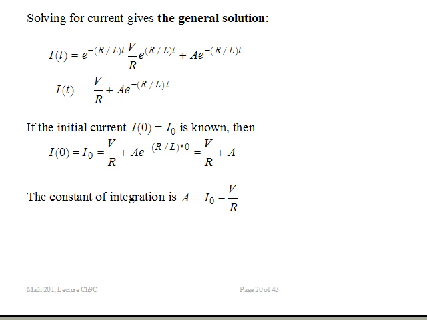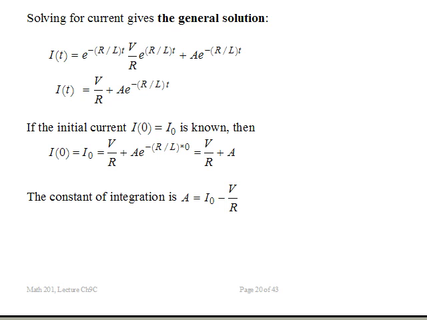Now we're going to solve for the current, and this gives us a general equation. So the current as a function of time is e to the minus R over L t times V over R e to the R over L t plus some constant A times e to the minus R over L t. So I just multiply both sides by e to the minus R over L t in order to isolate the current.